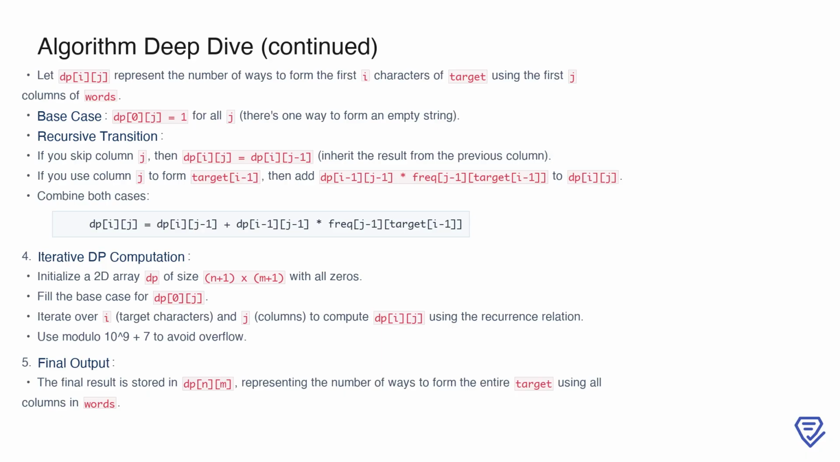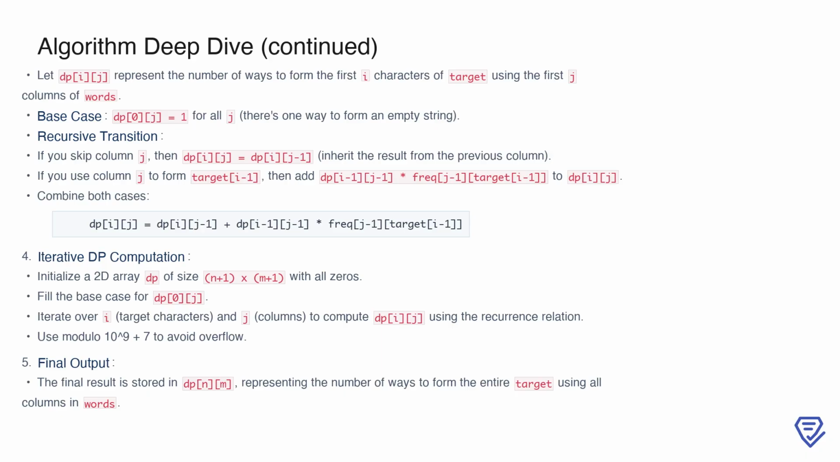To compute this iteratively, we initialize a 2D array dp of size (n+1) x (m+1), and fill it using the above relation, applying modulo 10^9 + 7 at every step to prevent overflow. The result, which is the total number of ways to form target, is stored in dp[n][m] after processing all columns.